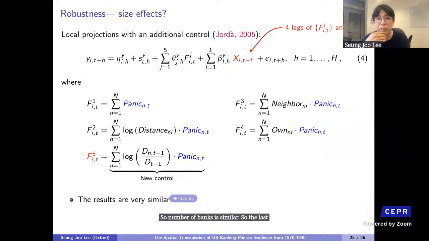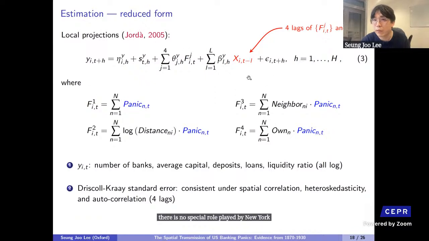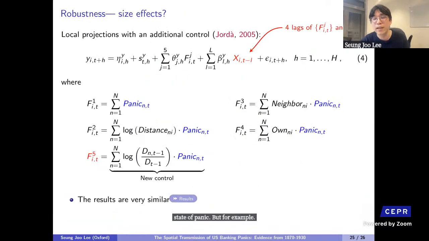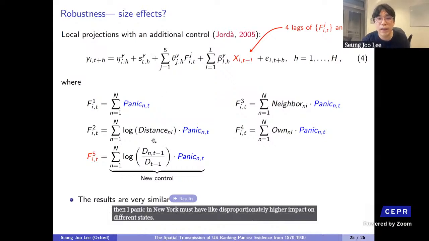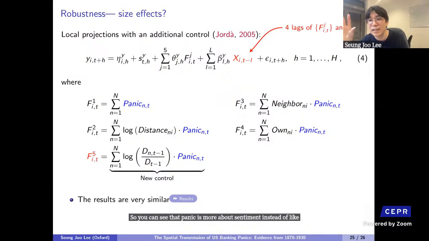The last thing I want to mention briefly is that in the previous regression we did, there is no special role played by New York, right? We estimate this regression, and the only thing that matters is your geographical relationship with the state of origin of the panic. But if New York was a very big state in terms of finance, then a panic in New York must have a disproportionately higher impact on different states. So we control for the deposit share at t-1. If New York State had a really disproportionately higher proportion of deposits compared to the entire United States, then the panic in that state must have higher propagation or higher impact on different states. And surprisingly, this effect turns out to be quite small. So you can see that panic is more about sentiment instead of size effect.